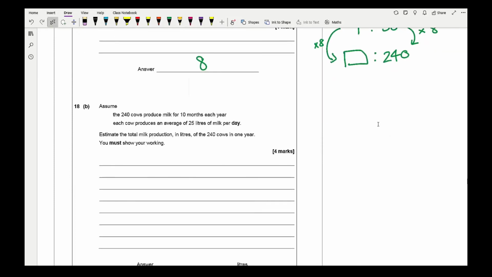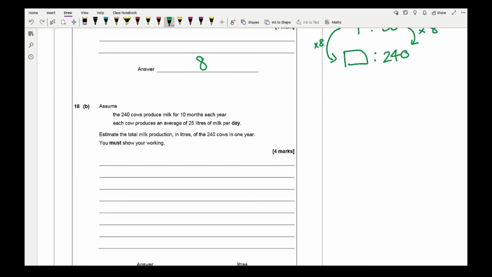Now question 18b says that assume that the 240 cows each produce milk for 10 months per year. Thankfully, they get 2 months off. Each cow produces an average of 25 litres of milk per day. Estimate the total milk production in litres of the 240 cows per year.